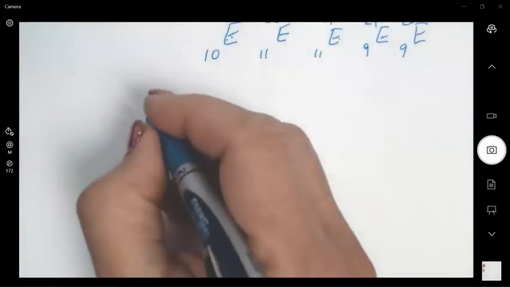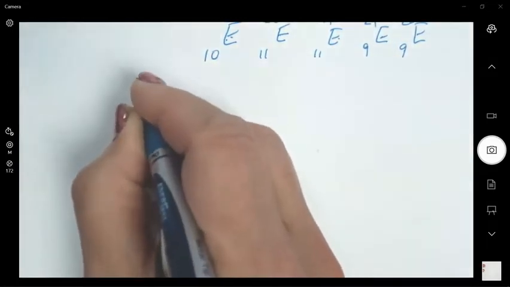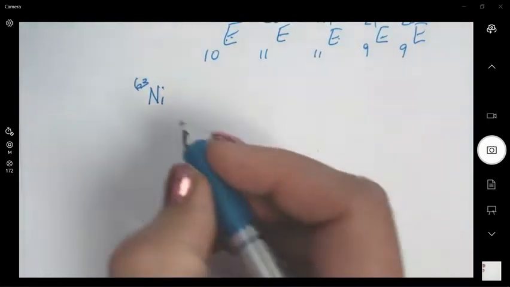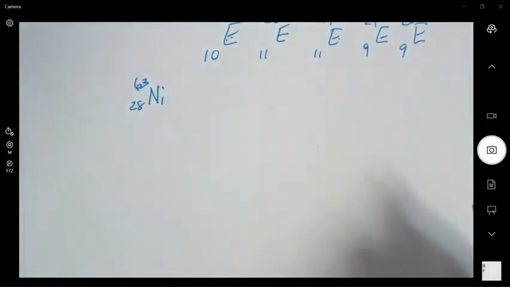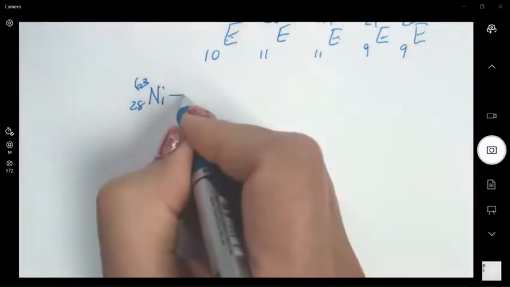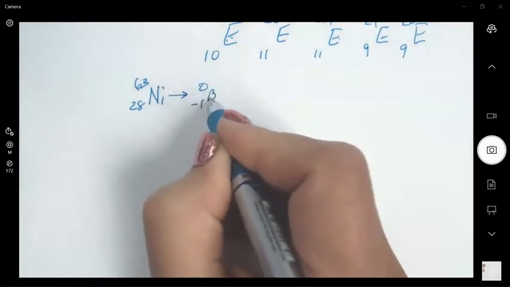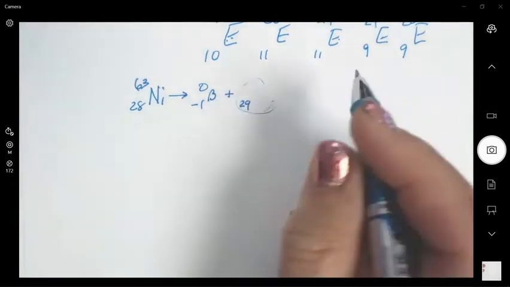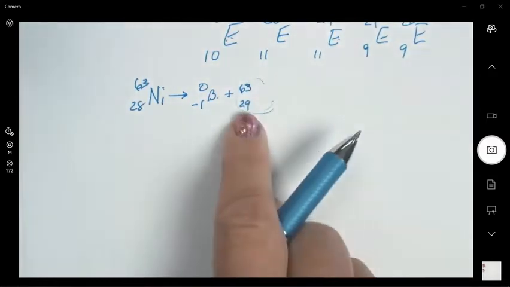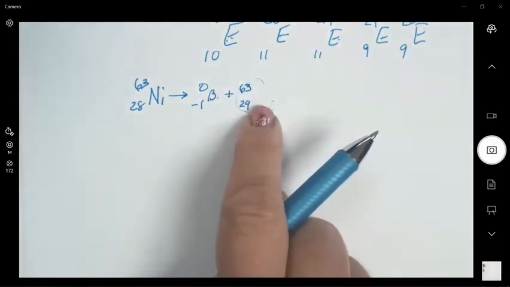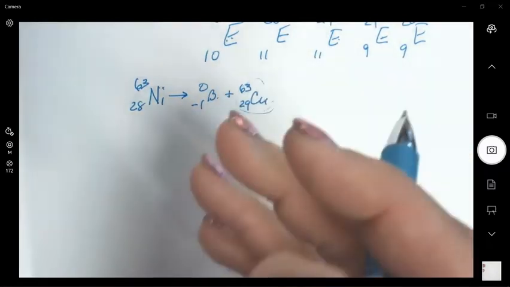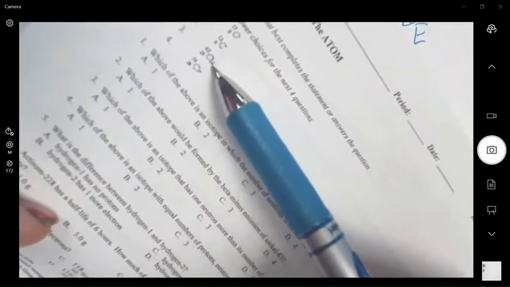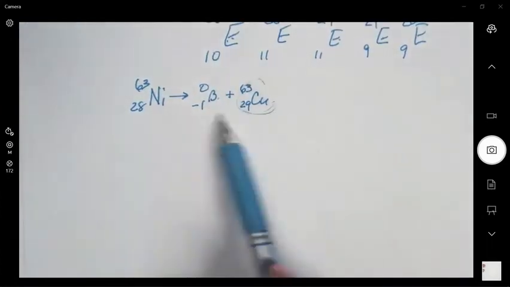So your first step is to look up nickel. You know it's 63, but you need the atomic number. So find nickel and it's 28. And what's beta minus emission? 0, minus 1, beta. So what's this going to be? 29, 63. And oh, look, there's the 29 63 copper, right?